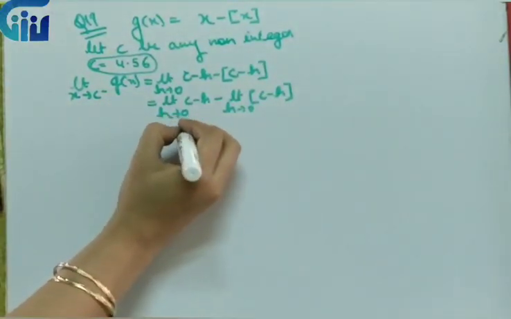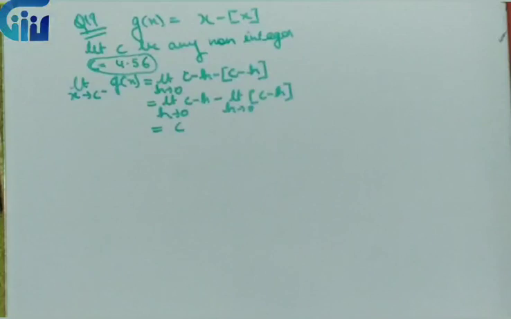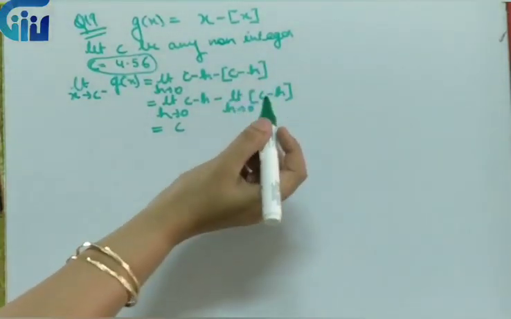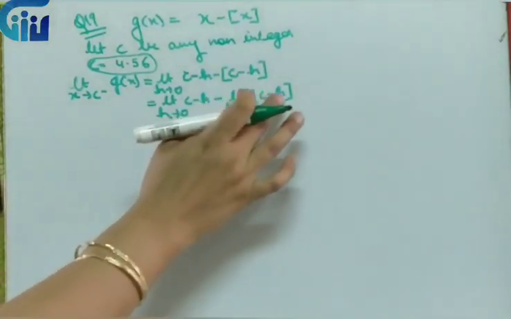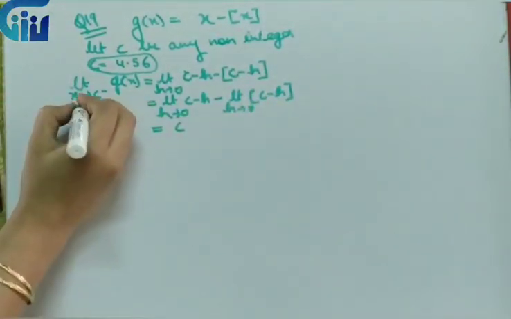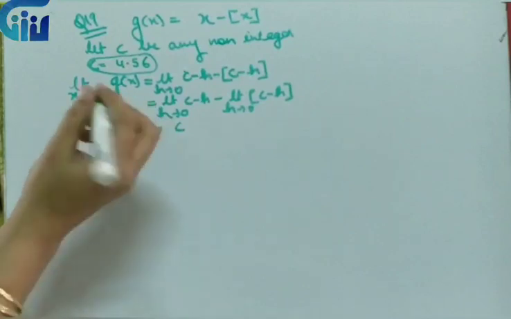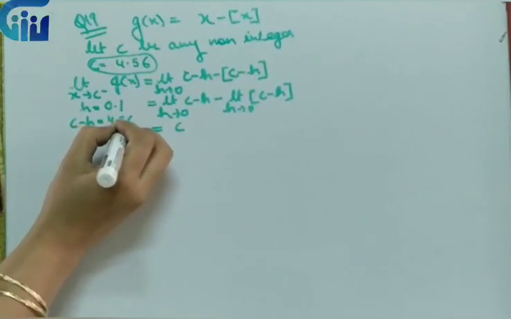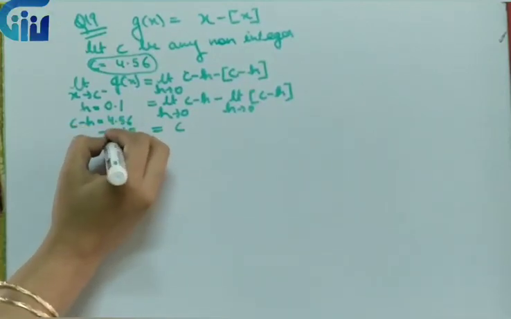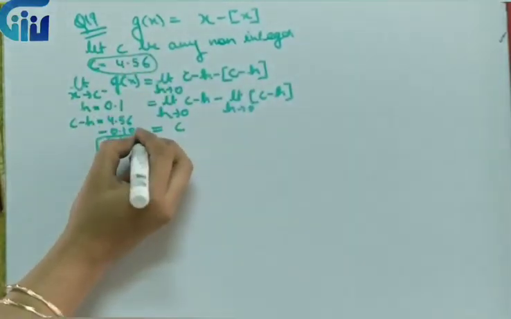Over here, h is 0, so I'll get C. Now just observe this greatest integer function, C minus h. What is C over here? 4.56. And what is h? Almost tending to 0, a very, very small value. If I subtract 0.01 from 4.56, will it be less than 4? No, it will not be less than 4. Let's say h is 0.1, so C minus h will be 4.56 minus 0.1, which is 4.46.